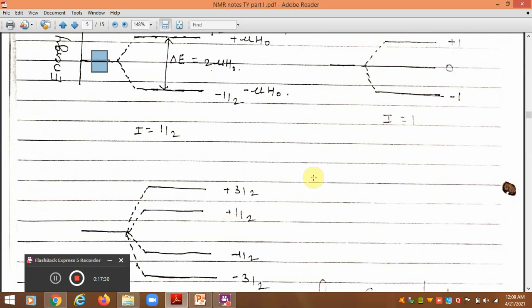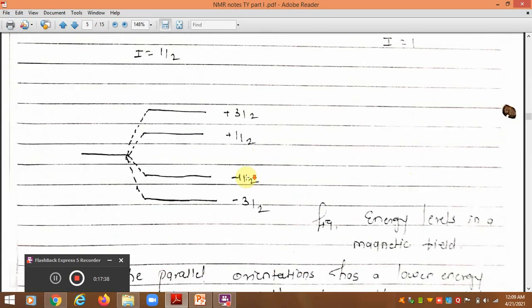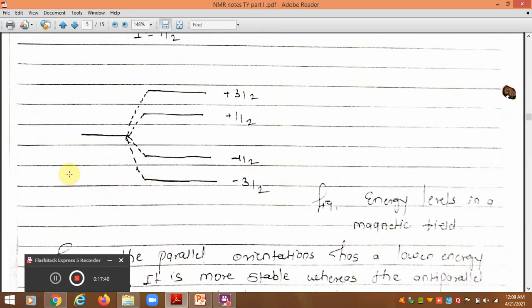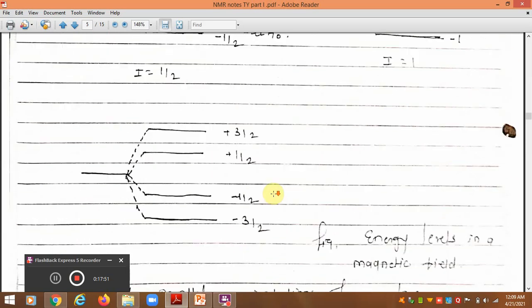Instead of this, if the spin quantum number is 1, then it has three orientations, 2I plus 1, that is plus 1, 0, and minus 1. And if it has spin quantum number 3 by 2, it has four orientations corresponding to plus 3 by 2, plus 1 by 2, minus 1 by 2, and minus 3 by 2. If we compare their energy, this also indicates the order of their energy.